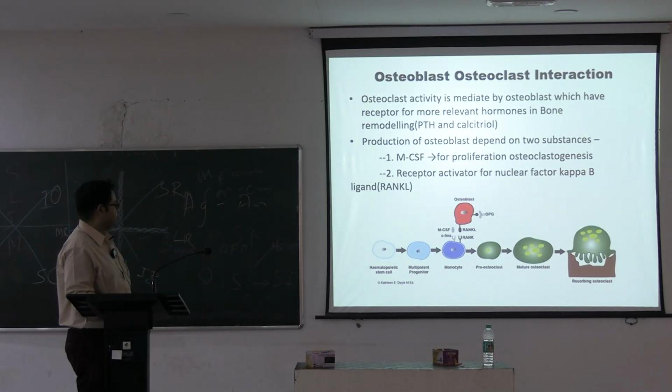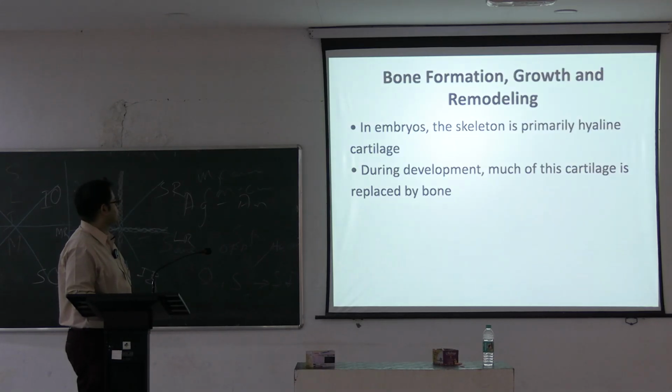So, when the monocyte interacts with the osteoblast, it leads to formation of the osteoclast. So, this is the osteoclastic activity that we see here. Now, in embryos, the skeleton is primarily hyaline cartilage, and this cartilage is replaced by bone. Now, we are coming to the part about bone formation, primary bone formation.